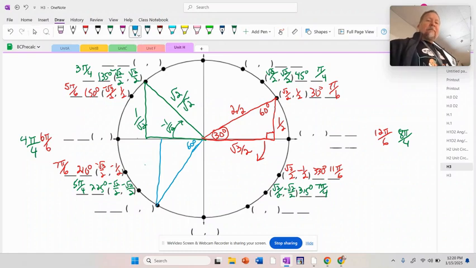Hey, what's opposite 60? Root 3. What's opposite 30? 1. What's opposite 90? 2. But then what is this called?